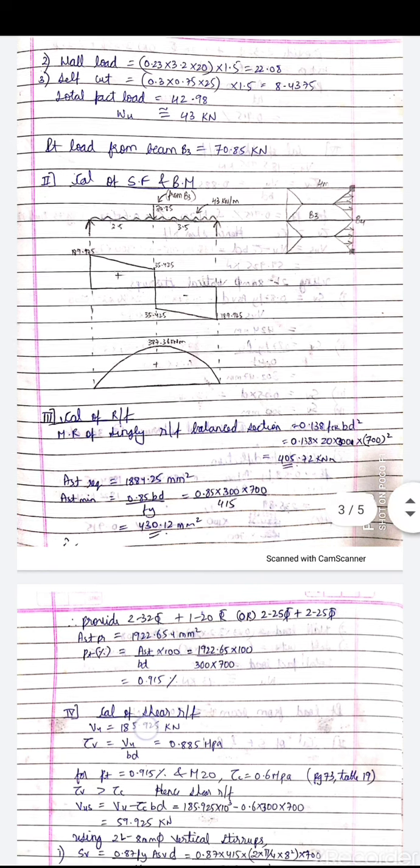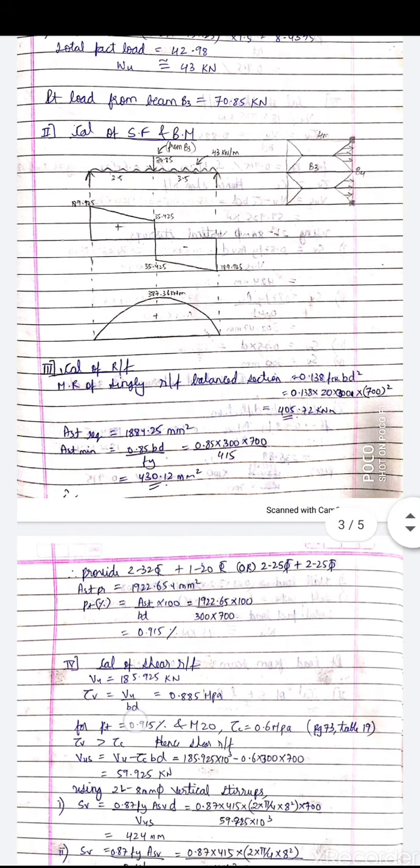Now let us provide the suitable diameter and the number of bars. You can either provide 2 bars of 32 and 1 bar of 20, or you can also provide 2 bars of 25 and 2 bars of 25, that is 4 bars of 25 mm diameter. For 2 bars of 32 and 1 bar of 20, the AST provided is 1922.65 mm square. Similarly you have to find out the percentage of the reinforcement.